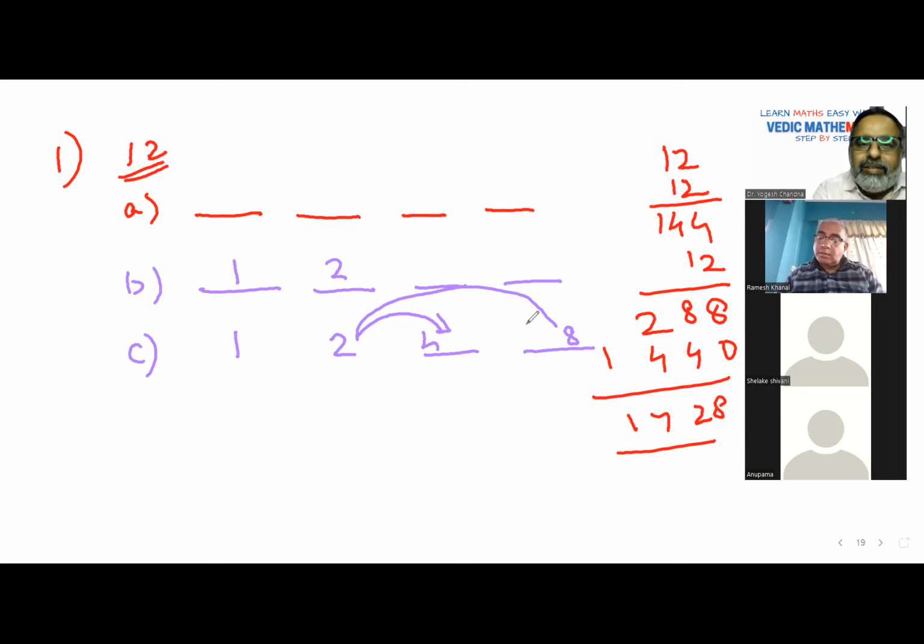Correct. First, make 4 spaces. Then write A at the first place, B at the second place. Then find the square of B, find the cube of B, and write them out. Fourth step: these middle numbers, double them. So double of 2 is 4, double of 4 is 8, and add it.